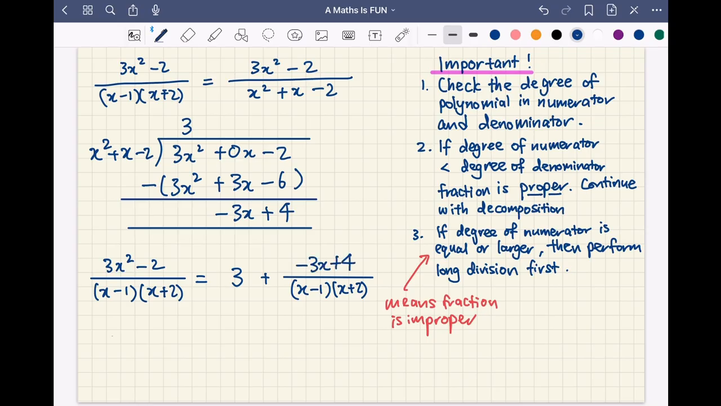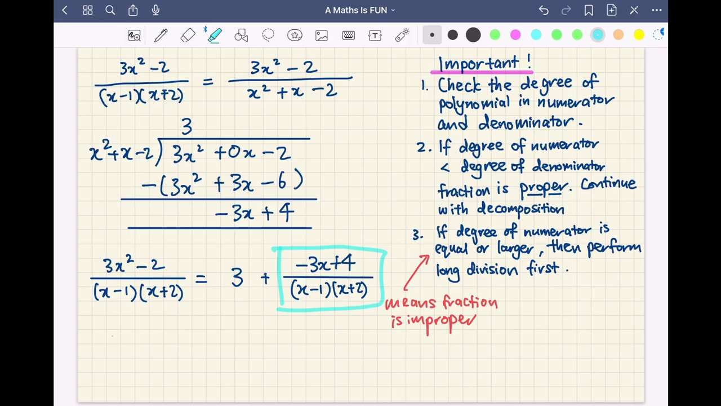In case you wonder, do I need to factorize out a negative 1? You don't actually need to. You can leave it to the end. If let's say the A and B are negative, then we can always factorize out the negative later on, right? But for now, just focus on this fraction and perform your partial fraction decomposition.